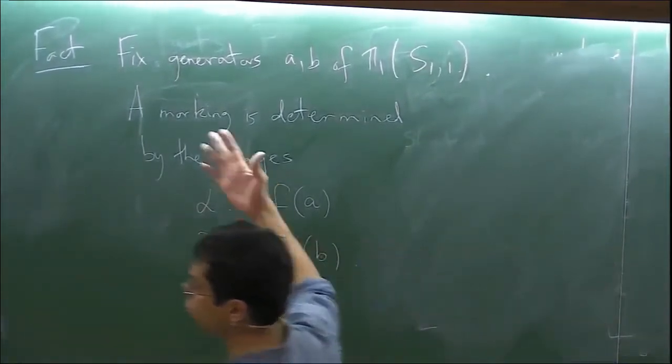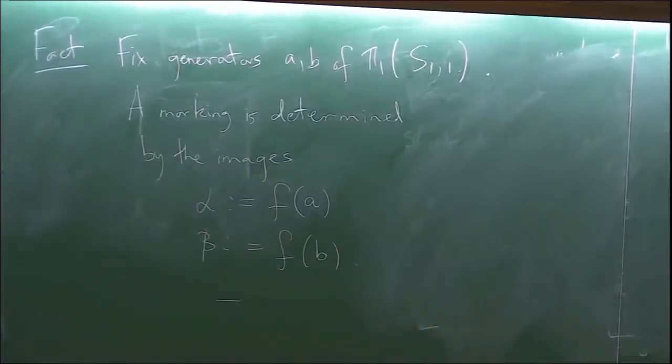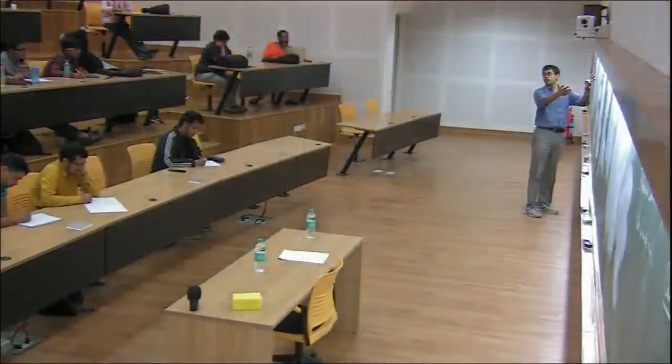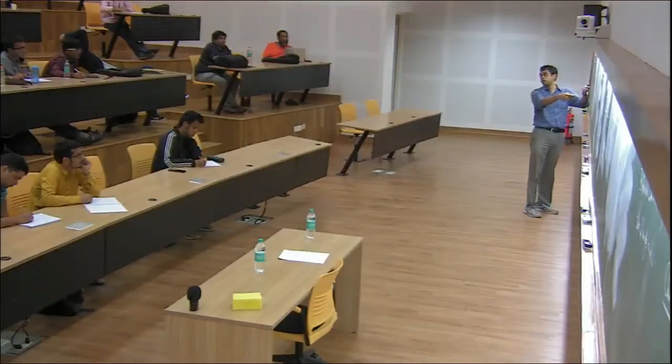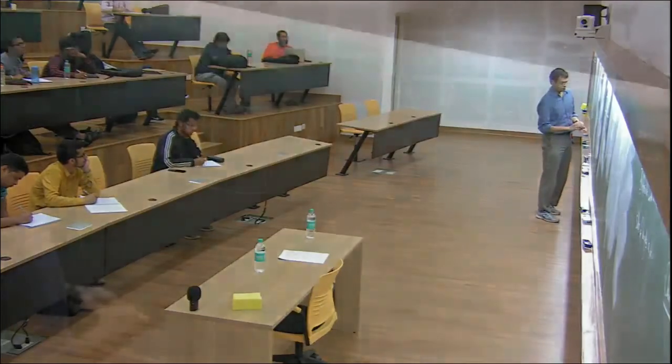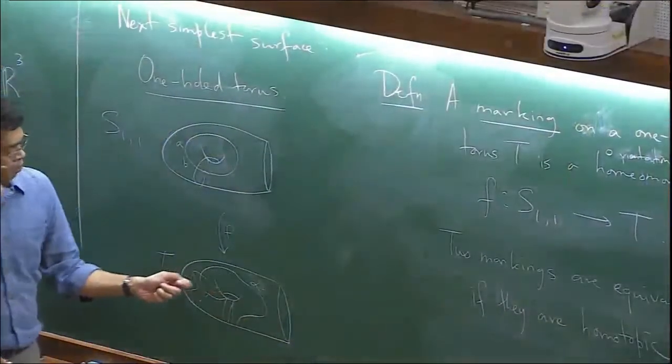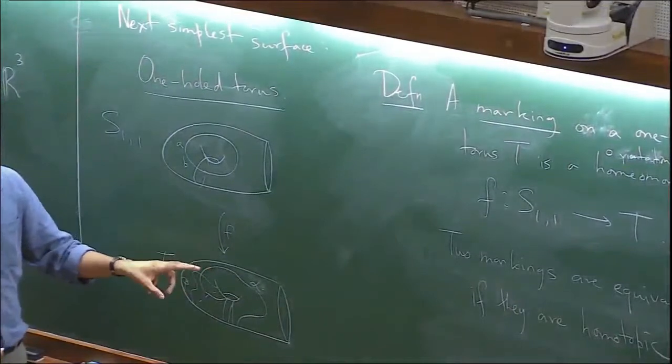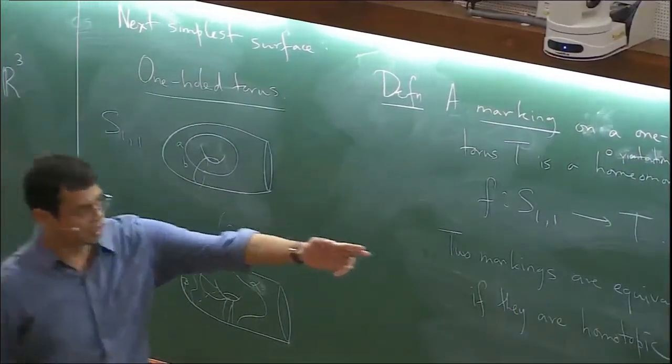And the proof of this, how do you see this? Well, if you cut along A and B, you get an annulus. Similarly, if you cut along alpha and beta, then you also get an annulus, and you're reduced to this case of an annulus.